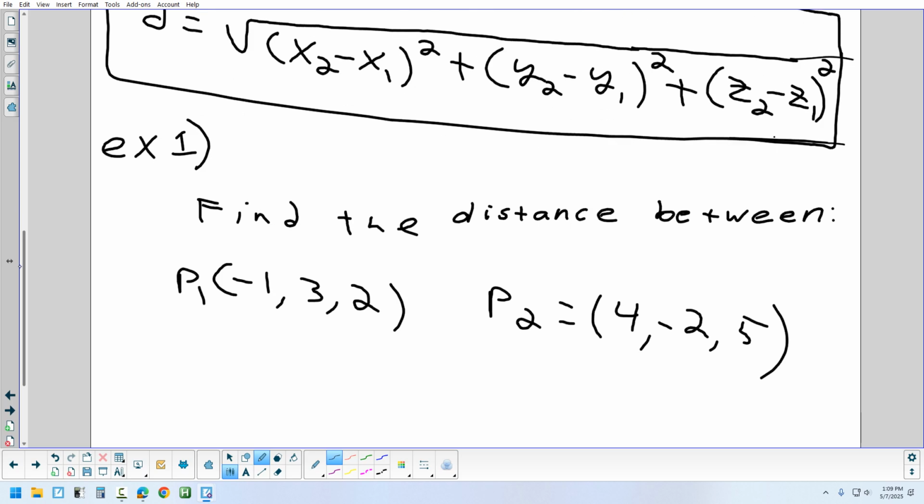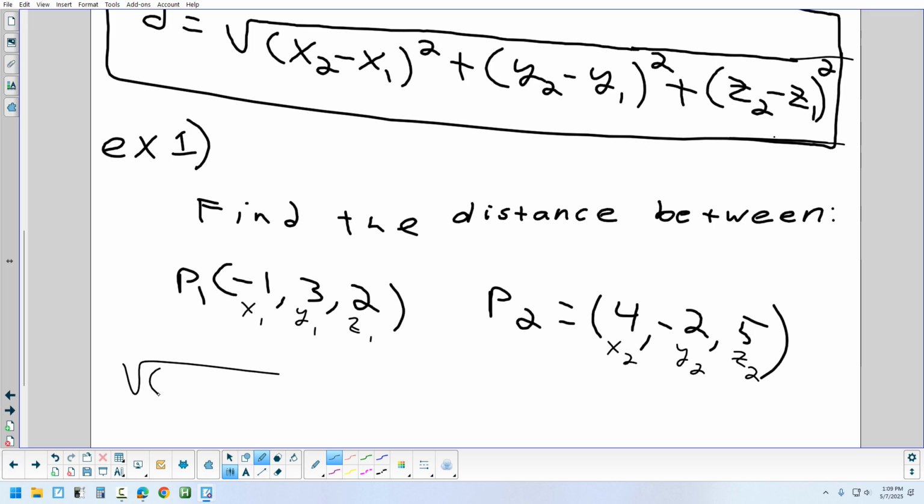Okay, so what's x1? x1 is -1, and y1 is 3. And z1? I meant z1, that's 2. Okay, so those are your three parts of the first coordinate: x1, y1, and z1. What's the second going to be? x2 is 4, y2 is -2, and z2 is 5. So now you're just filling in those six numbers and seeing what we get.